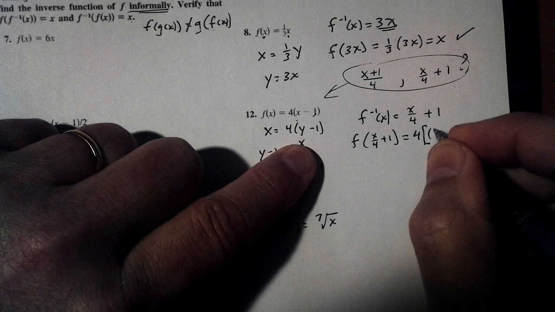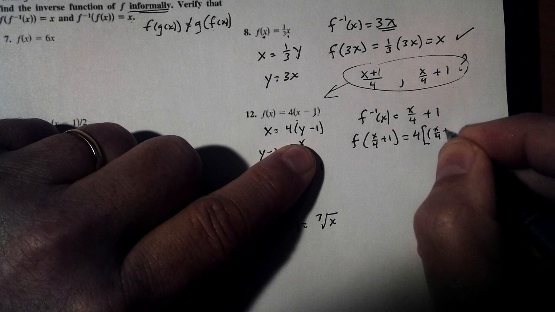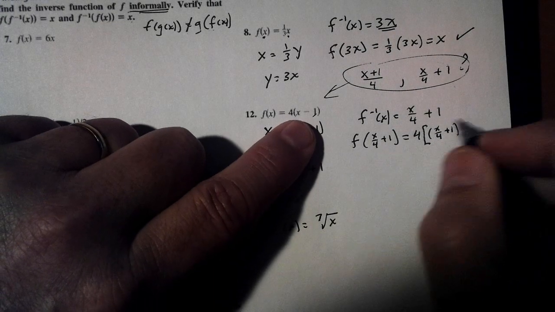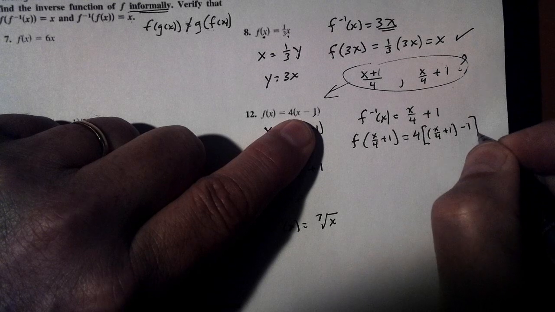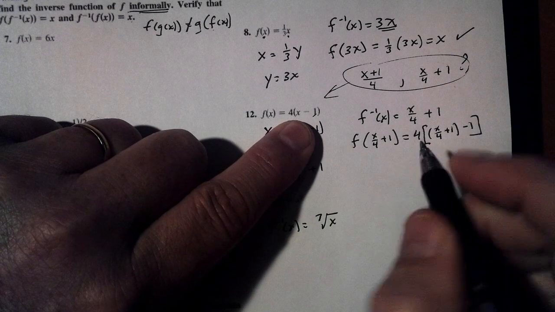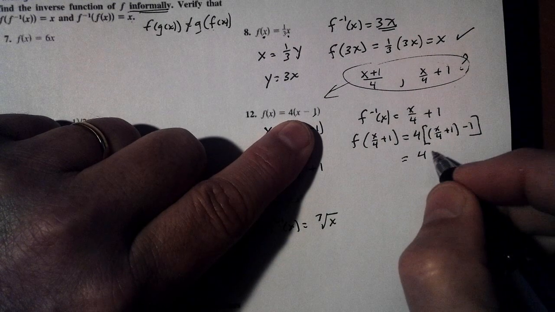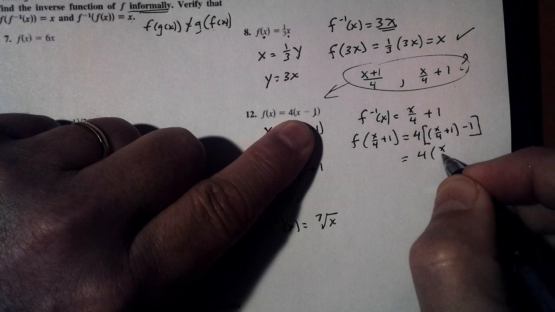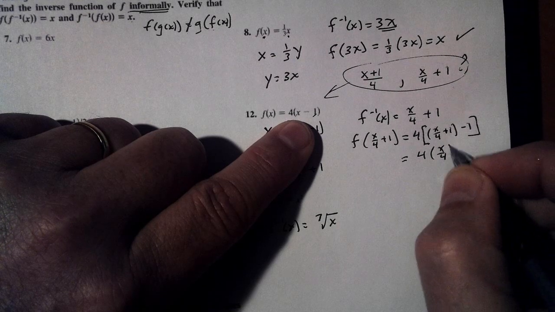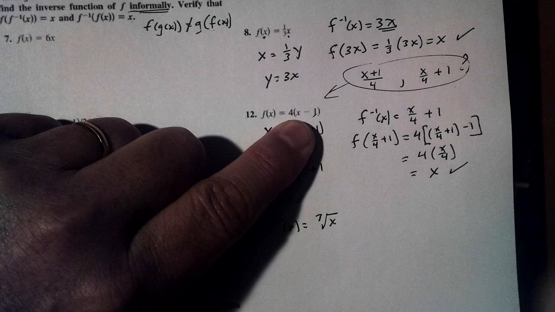f is a factory that takes things, in this case, x over 4 plus 1, subtracts 1, and then multiplies the result by 4. So we get 4 times, the plus 1 minus 1 cancel, and we get x, and we got it.